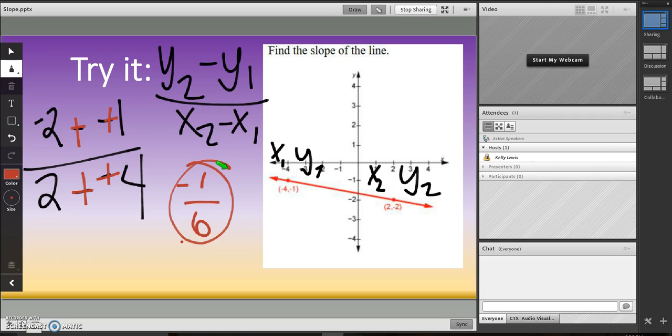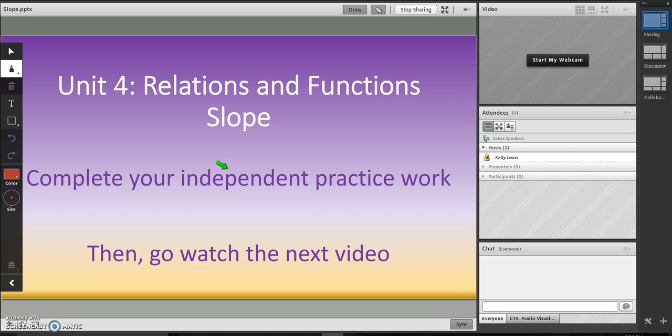And so the slope is how steep something is. So if somebody is, for example, in a wheelchair and they need to go up a ramp, there's ADA regulations on how steep that needs to be for them. All right, well, that's it on slope. Go complete your independent practice.